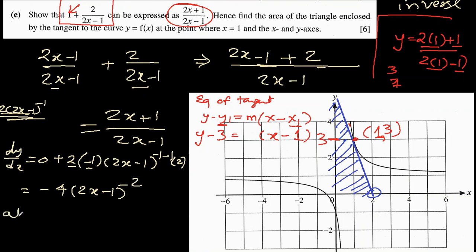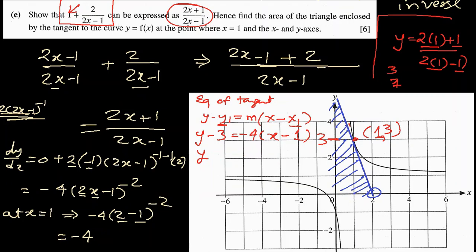So now at x equal to 1, what is the gradient? It will be minus 4, 2 times 1 is 2, minus 1 to the power minus 2. So 2 minus 1 is 1 to the power minus 2. Anything to the power of 1 is 1. So overall it is minus 4. We got the gradient equal to minus 4, which was the only missing thing here. So the equation of the tangent is y minus 3 equal to minus 4(x minus 1). It is already written, so we don't need this.